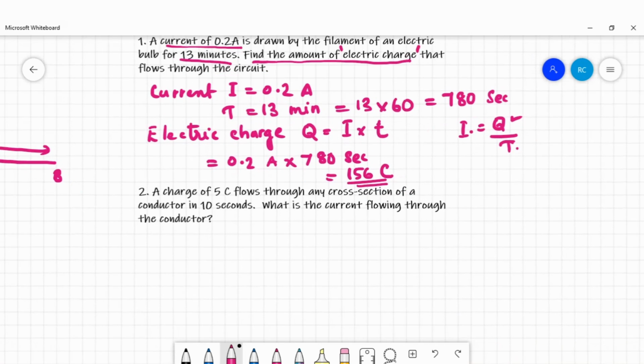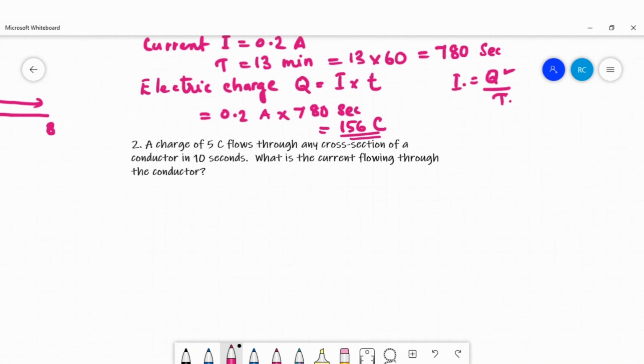Now the second problem: a charge of 5 coulomb flows through any cross section of a conductor in 10 seconds. What is the current flowing through the conductor? So charge is already given, a charge of 5 coulomb. So electric charge Q is equal to 5 coulomb, and this is flowing through the conductor in 10 seconds. So time is equal to 10 seconds. It's already given in seconds, no need to convert.